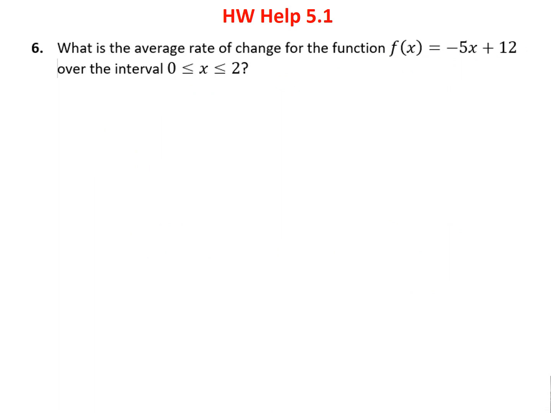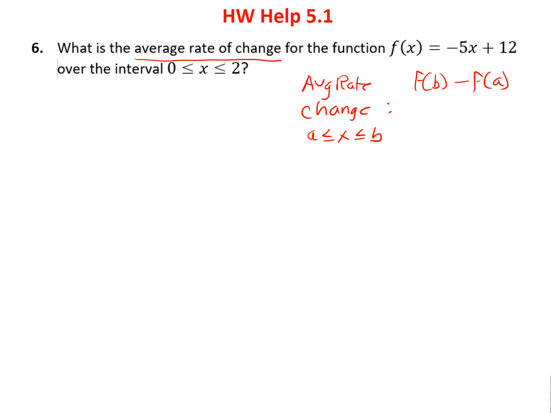Problem 6 asks us to find the average rate of change for the function f of x equals minus 5x plus 12 over the interval 0 is less than or equal to x is less than or equal to 2. Now the average rate of change will remind you very much of the slope formula. Average rate of change, if I'm going from a to b, looks like this. I find what f of b is, the function defined at b. I subtract what the function is at a, and then I divide it by b minus a.